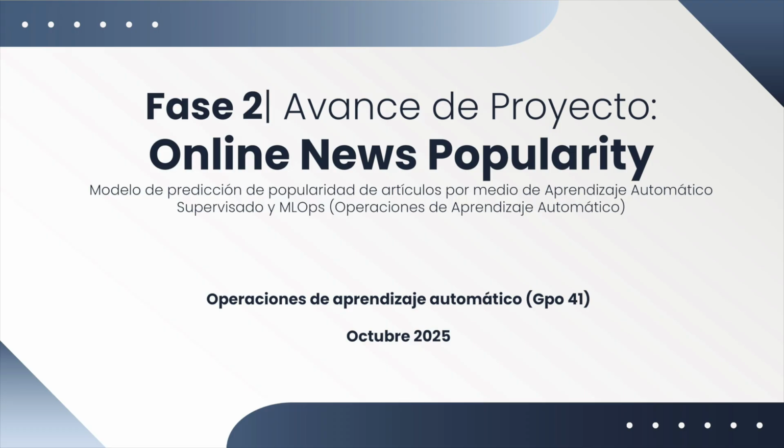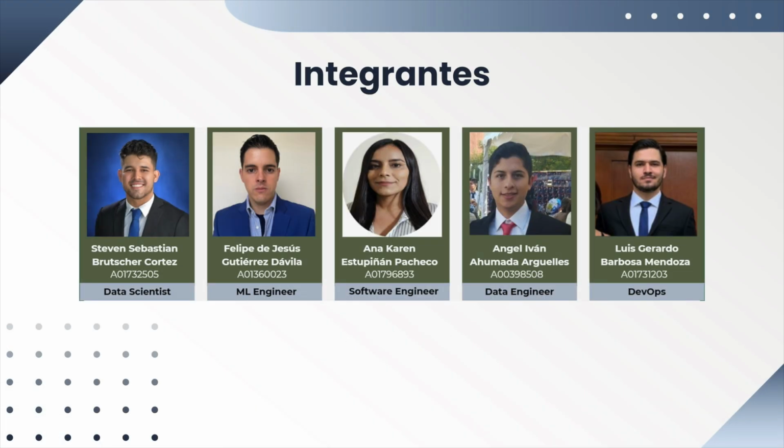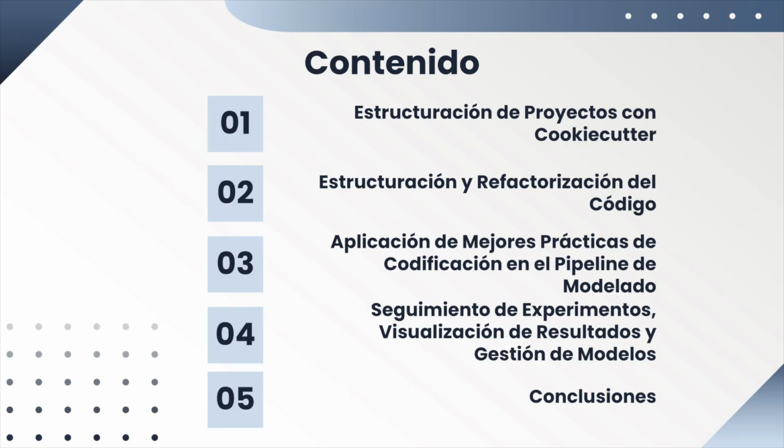and visualization of results. Our team is composed of 5 members: Steven Sebastian Brucher, our data scientist who led model experimentation and data exploration; Felipe Gutierrez, ML engineer responsible for the model pipeline and deployment structure. I'm Ana Karen Estupiñan, software engineer in charge of project structure and code maintainability; Angel Ivan Ahumada, data engineer who managed pre-processing, dataset handling, and DVC versioning; and finally, Luis Gerardo Barbosa, DevOps engineer who oversaw automation and reproducibility through MLOps tools.